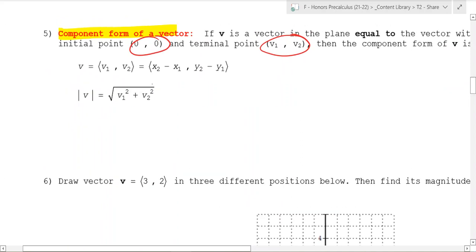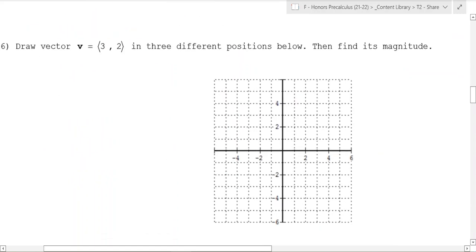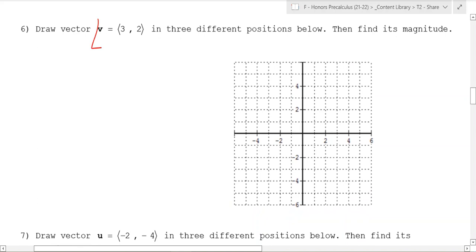So if you wanted the magnitude, all you do is you square the components. So let's clarify that by doing an example. If I draw the vector 3, 2 in 3 different positions, you can put them in 3 different places. So I'll put it at the origin. That means you go over 3 and up 2. So this vector could be here. Or I could start here and go over 3 and up 2 to there. Or I could start here and go over 3 and up 2. This vector v, these are 3 representations of v. You can start anywhere you want.